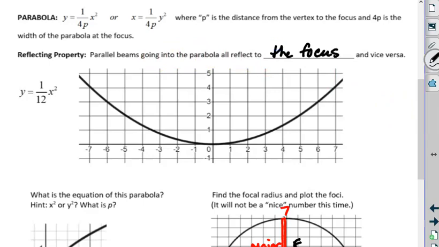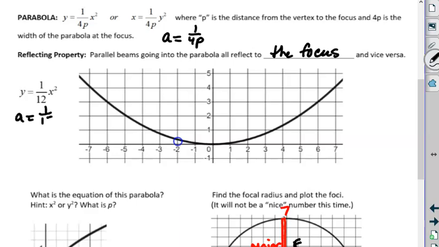Now, how do we locate the focus? Well, you see two equations, y equals 1 over 4p x squared or x equals 1 over 4p y squared. You'll notice that 1 over 4p is in the same spot where we had our coefficient, which we called a. So a is equal to 1 over 4p, that coefficient in front of the squared variable. P is the distance from the vertex to the focus, and 4p is the width of the parabola at the focus.